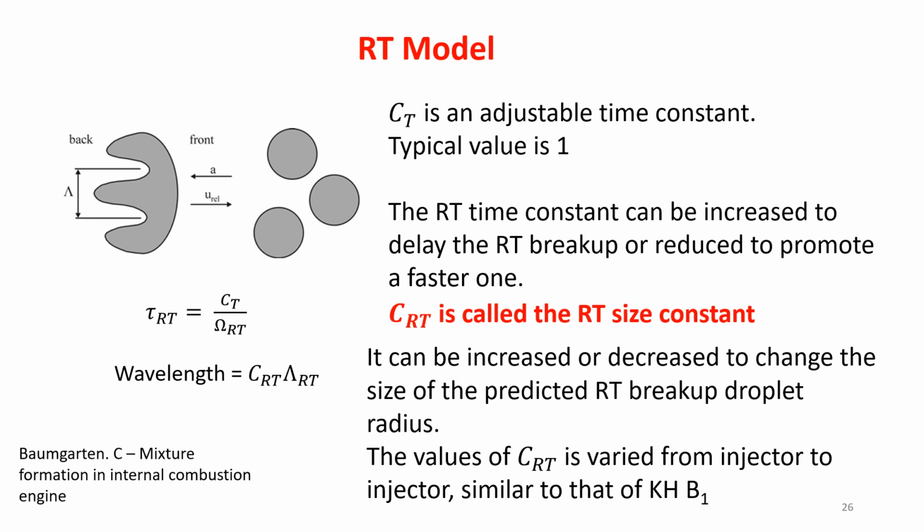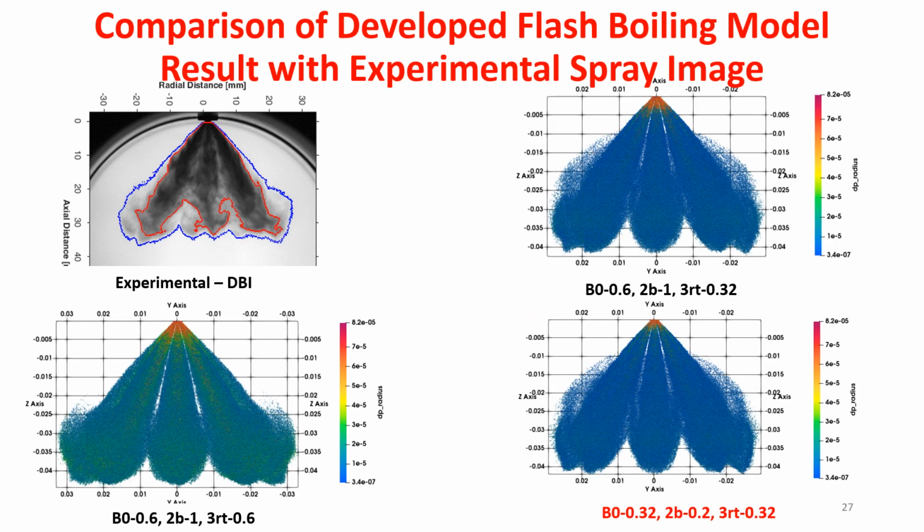Considering these, we have performed multiple simulations by varying each of the model constants. The slide shows the comparison of the spray shape, and the spray axial and radial penetration of the different simulations, compared with the experimental spray DBI image. These images were taken at 0.5 milliseconds of the injection duration. Out of these three, the images shown on the right have a decent agreement with the experimental image. Even though they look similar, there is a subtle difference between them.